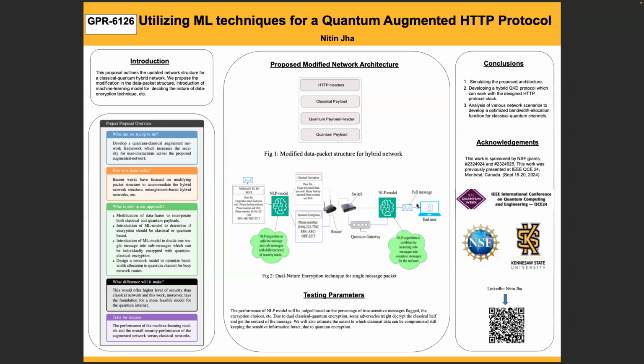Hello, good morning, everyone. This is Nitin Jha, and I'm presenting my work on utilizing machine learning techniques for quantum augmented networks. And we have proposed a quantum augmented HTTP protocol.